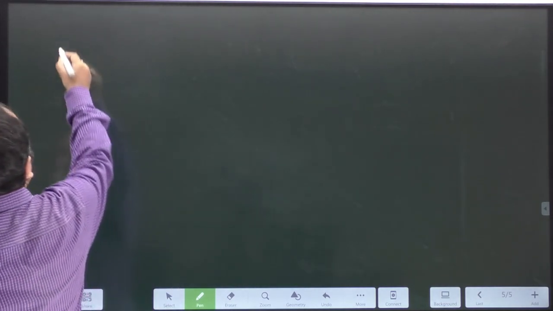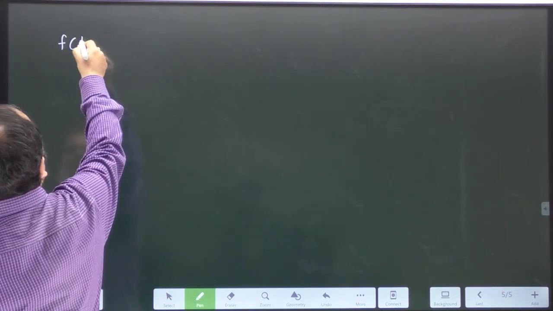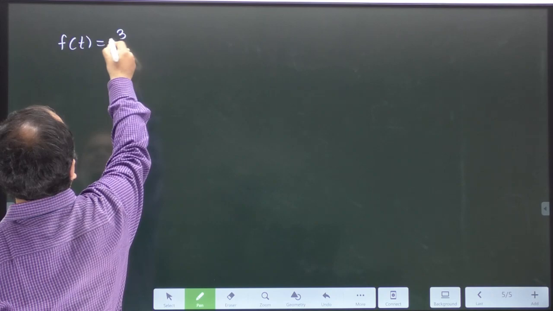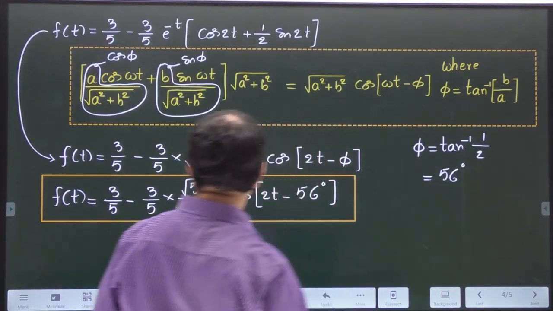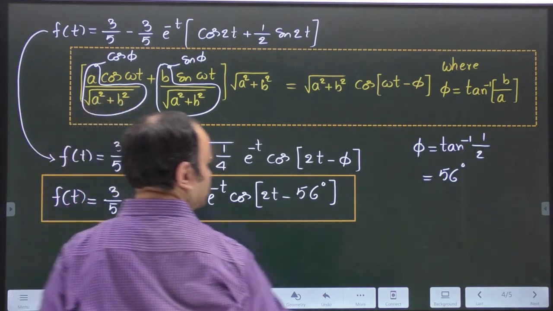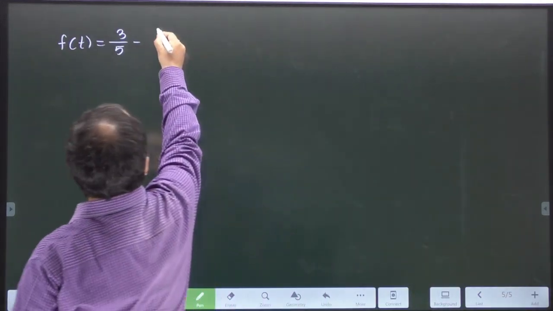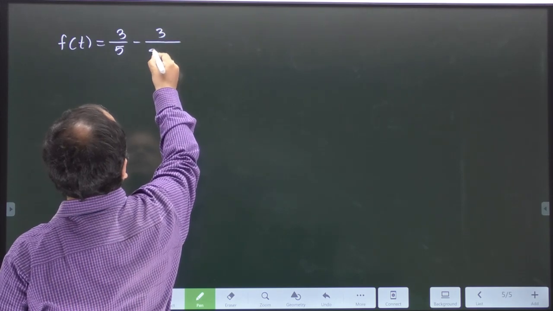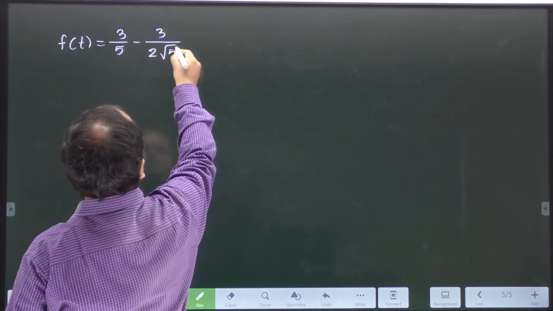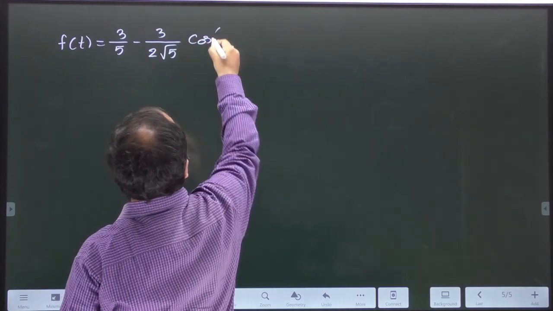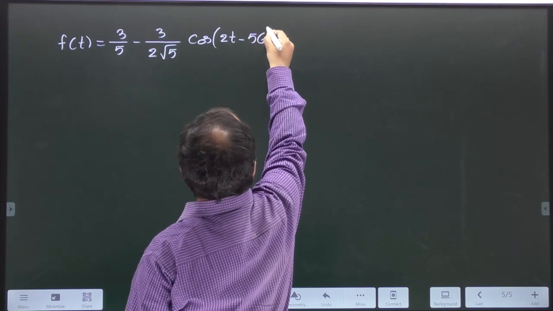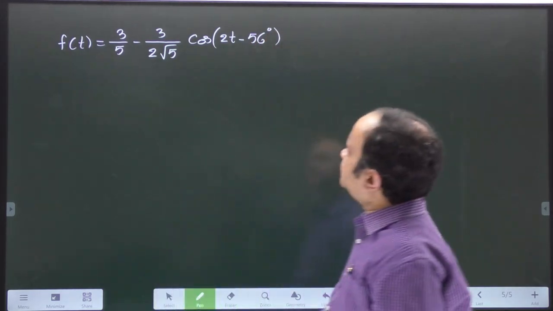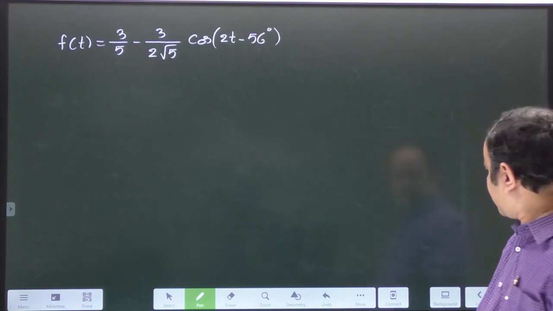Now let me write down this solution here. What we got? f of t is equal to 3 by 5 minus 3 by, I can say 2 root 5, into cos of 2t minus 56 degree. So this is the solution.